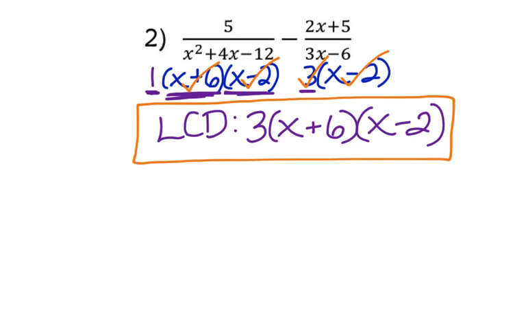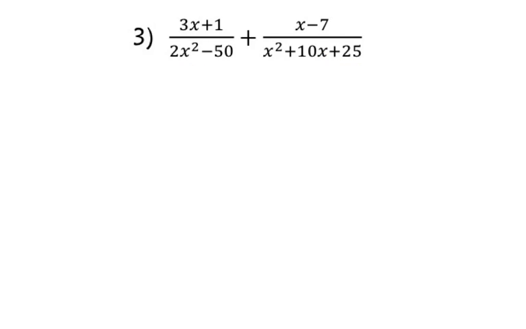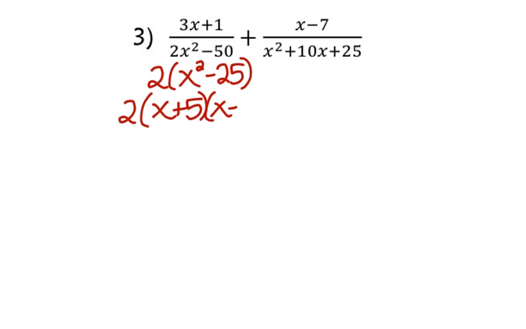Okay, and then moving on to number 3, again, we'll factor. So in that first denominator, I can take a GCF out of 2, which would give me x squared minus 25. I can then go further with that and factor it into 2 times x plus 5, x minus 5. And then the second denominator here, I would need two numbers that multiply to 25, add to 10, which would be x plus 5 and x plus 5, which I'm going to leave like that. I'll show you how I write it in the least common denominator here in a second.